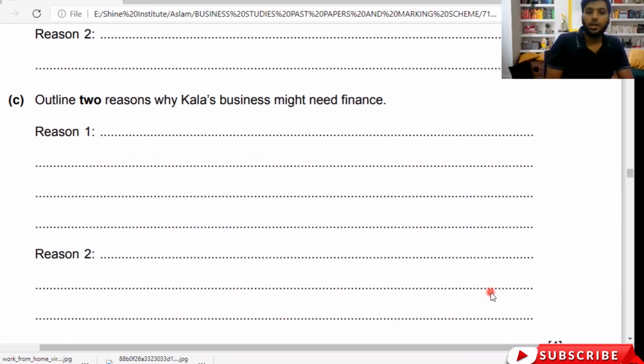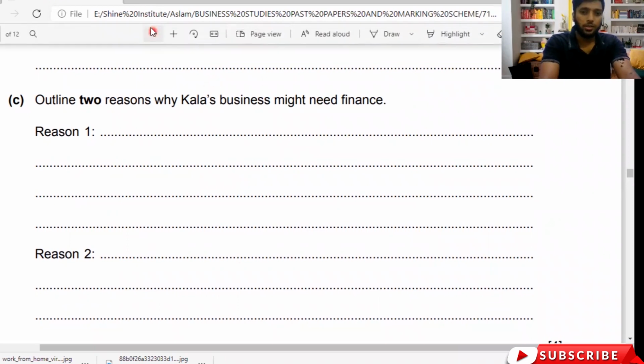Outline two reasons why Kala's business might need finance. I can give you a lot of explanations why a business needs finance. You need to think as an entrepreneur. If you have your own business, you need money to expand. You need money to pay day-to-day expenses. You need money to pay your suppliers on time. You need money to advertise your products. You need money to bring new components into your business. So in short term, I will say there are two things I can write.